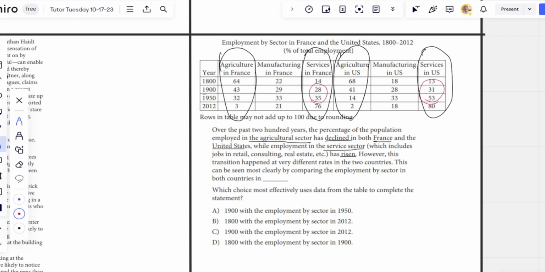So I would probably go with comparing 1900 to 1950, which would be answer choice A. 1800 to 2012, all the numbers look pretty much the same between France and the US. 1900 to 2012, there's no big change there. 1800 to 1900, again, all the numbers are pretty similar. So the only numbers that really stand out are those differences between 1900 and 1950, where the biggest change was, the biggest relative difference between those two groups.